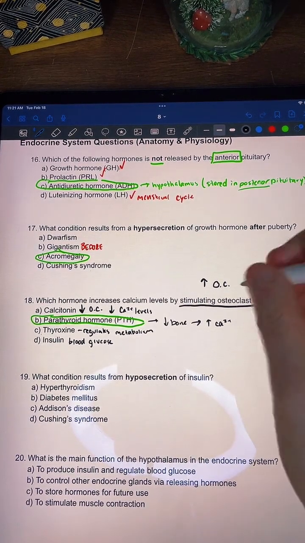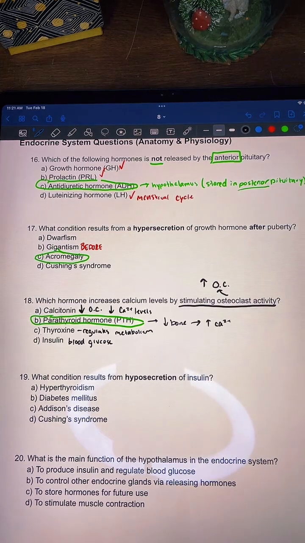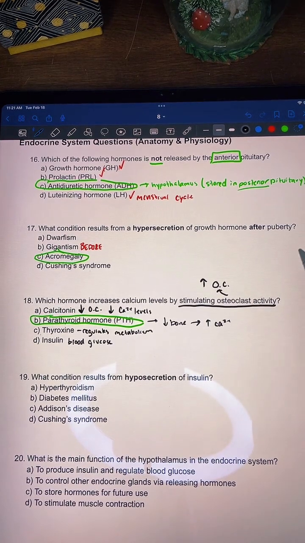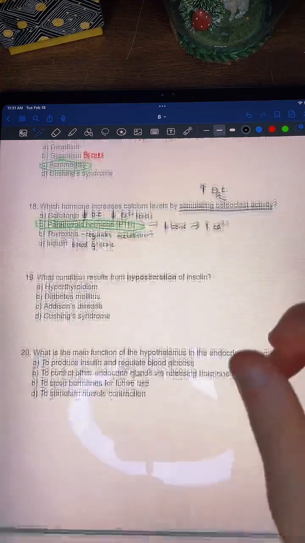OC is for osteoclast, so I'm going to put that here. Yes, you do. It's definitely an issue. It's definitely a pathophysiology.